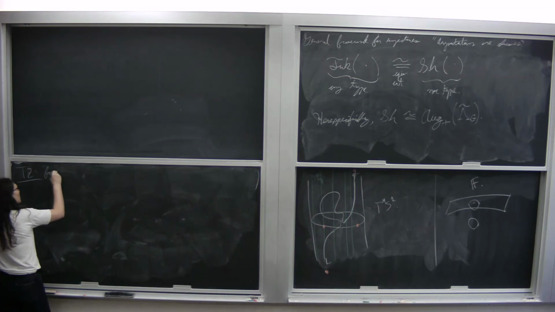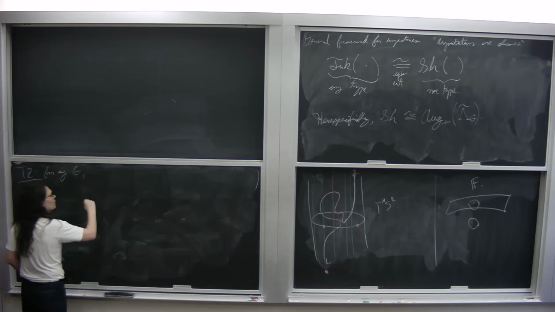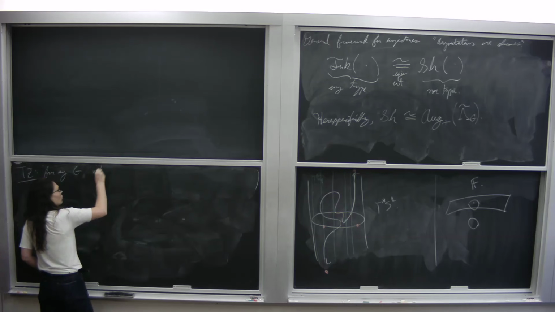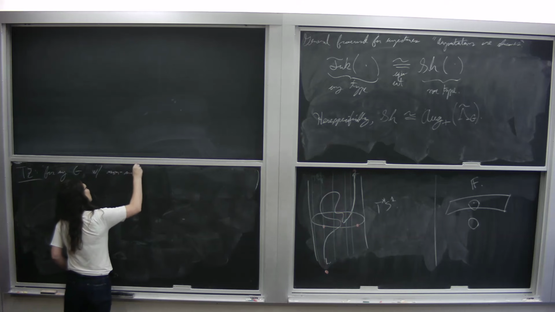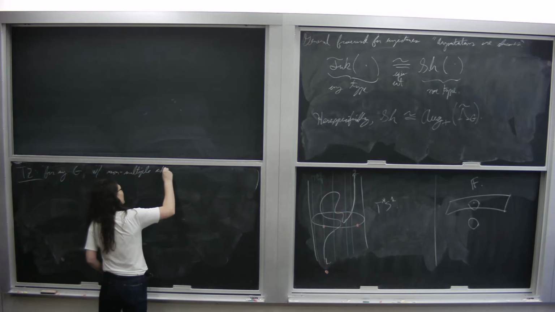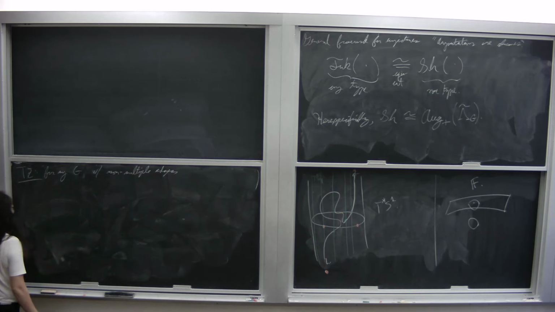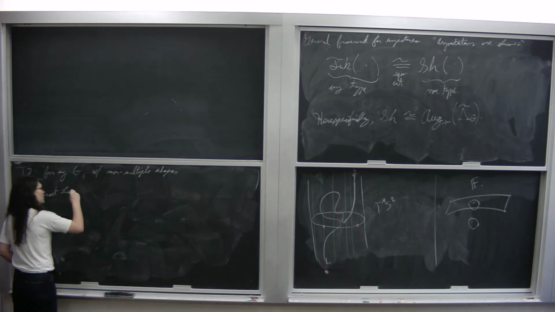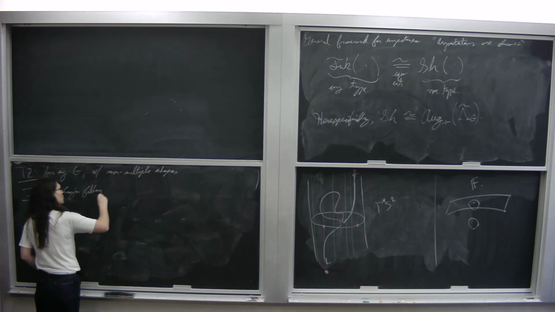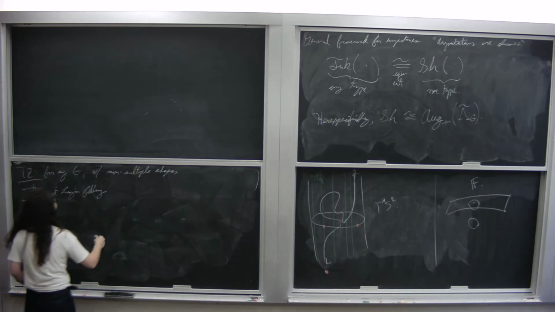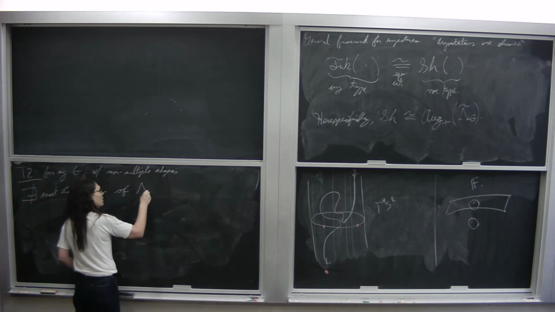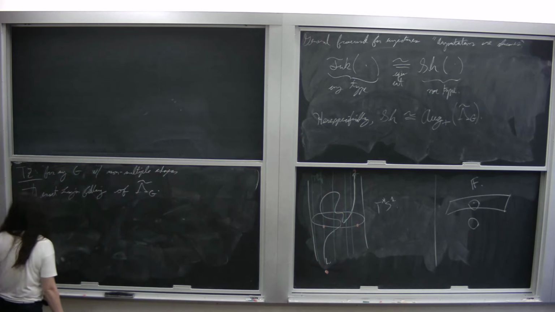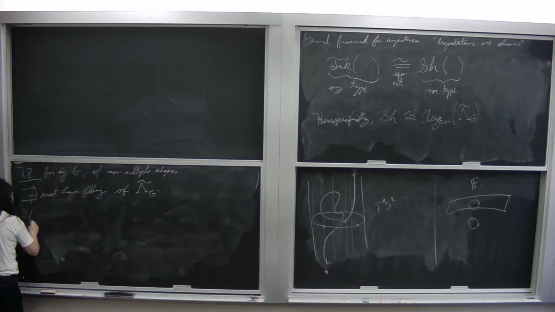And so what they show is that for any G, I'll say with non-multiple edges, there does not exist an exact Lagrangian filling of this Lambda G. And so I'll say the proof.